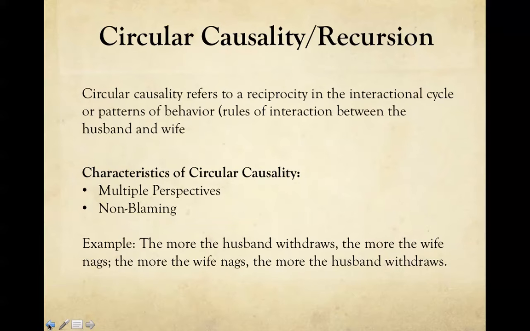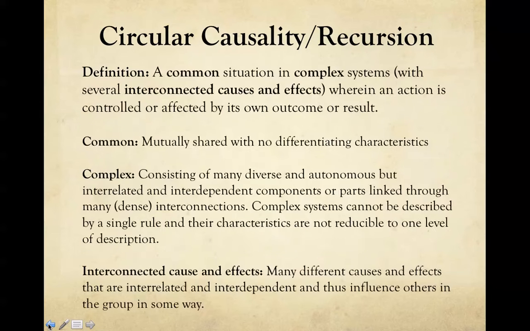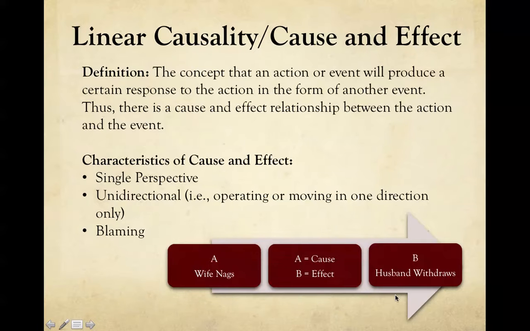Let me go back. I thought I had another slide on this. So you remember the arrow here from left to right. Now take that interaction, wife nags, husband withdraws, and continue it going in a circle. Husband withdraws, then wife nags, then husband withdraws, then wife nags, then husband withdraws, then wife nags. So you see that the linear perspective is one segment of the circular perspective. Does that make sense? So again, we're back to isolating parts versus looking at the big picture.